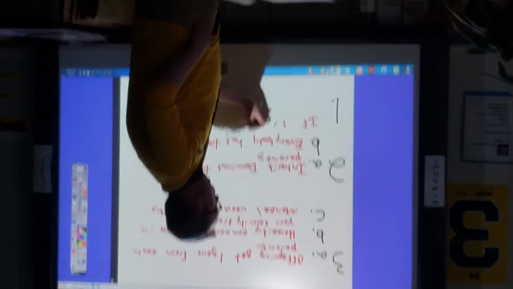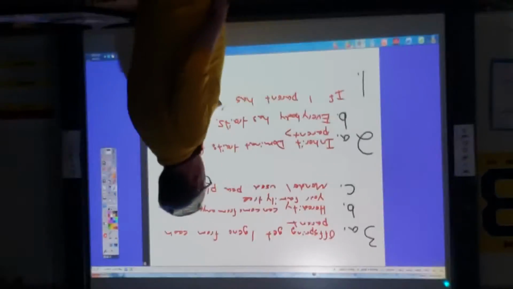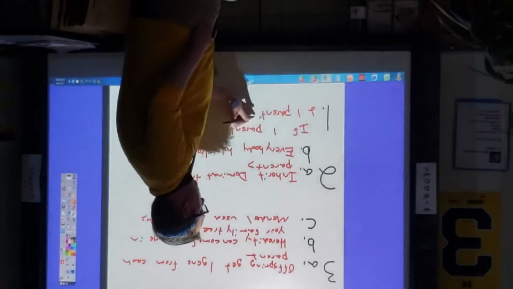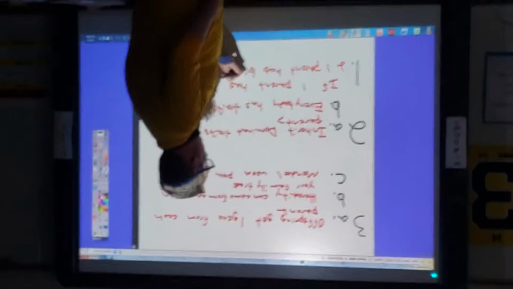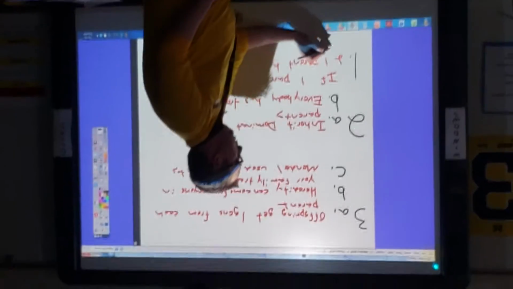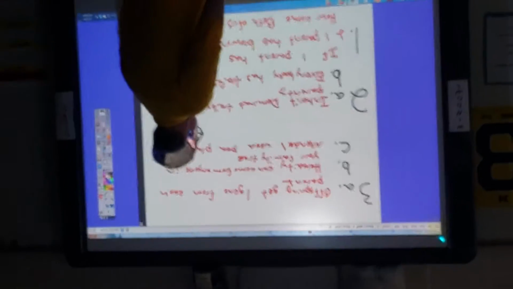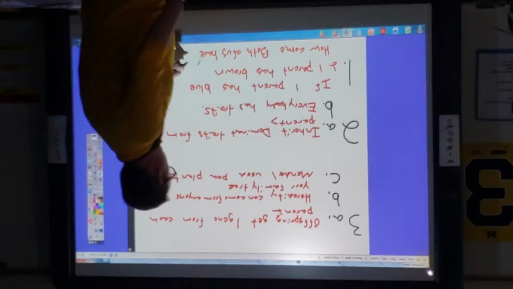So if one parent has blue and one parent has brown, how come both of us have brown?